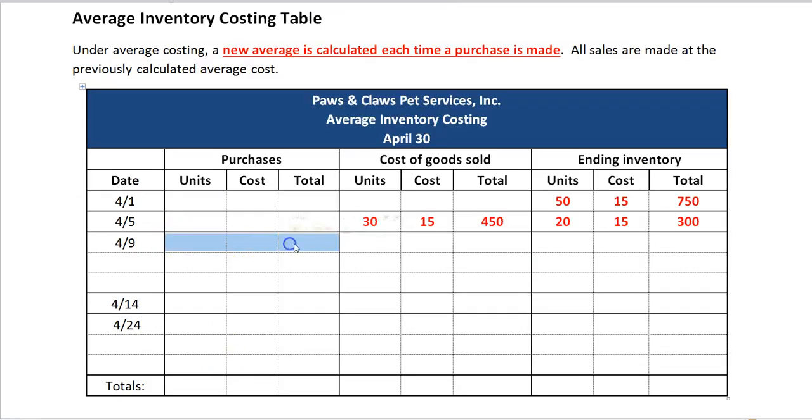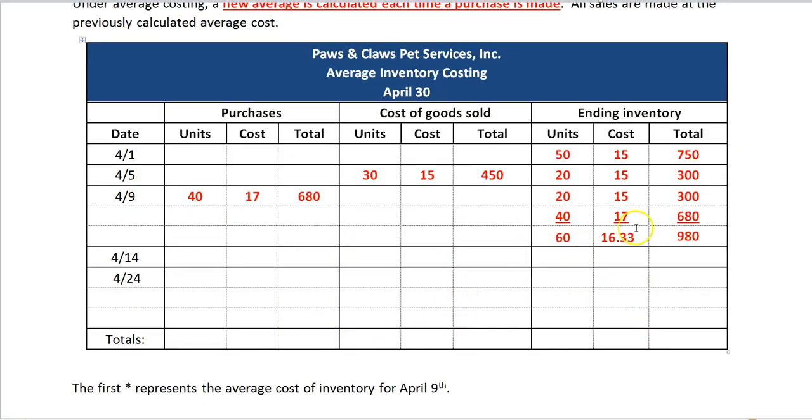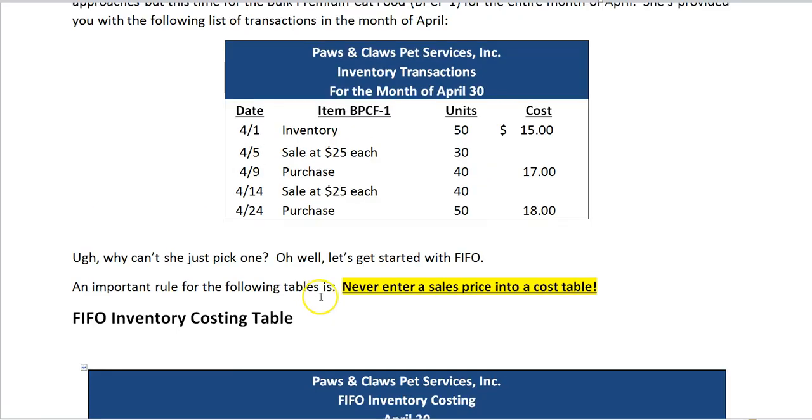Now we're going to have to calculate an average. So we still have the 20 at 15. We now also have the 40 at 17. What we're going to do to calculate an average, we're going to add up the 2 units. So there'll be 60 total units, and we're going to add up the total cost, be 980. And we're going to divide the two. We're going to divide 980 by 60. So 980 divided by 60 will get us our average cost of 16.33. This is probably rounded, most definitely. So now our average cost is 16.33. When we sell units, we'll sell them at 16.33.